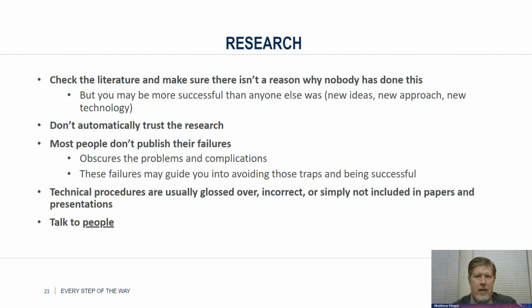And also keep in mind, as I'm sure we're all aware, the amount of people who publish their failures is really limited. So just because there's nothing in the literature about whatever you're trying to do not working, doesn't mean that a lot of people haven't. They're just not typically going to publish it. And again, when it gets to the in vivo space, the procedures are usually either just one sentence, which doesn't help you. Many times they're incorrect.